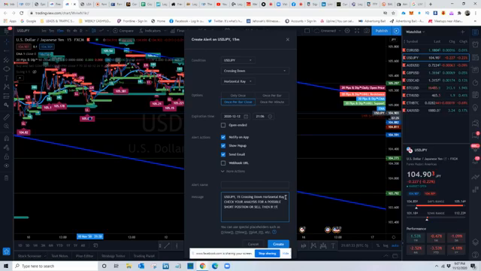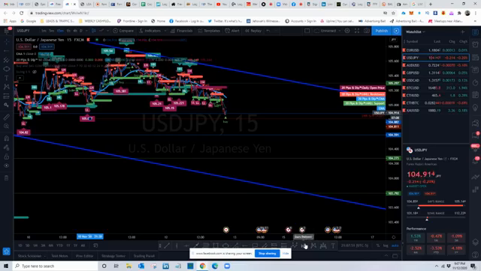Then if it's confirmed, then enter the sell. All right. This is a smart way to enter the market. You want to always have confirmation. Use your alerts in TradingView. That's what I'm going to do.